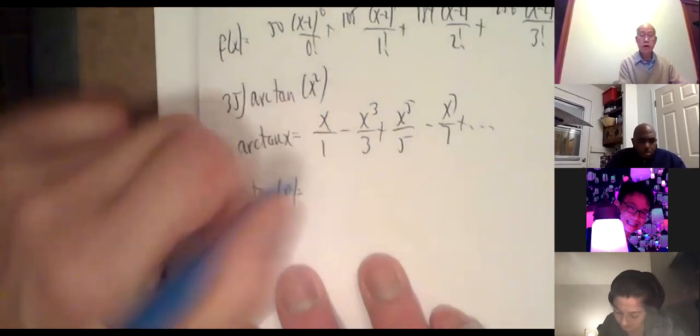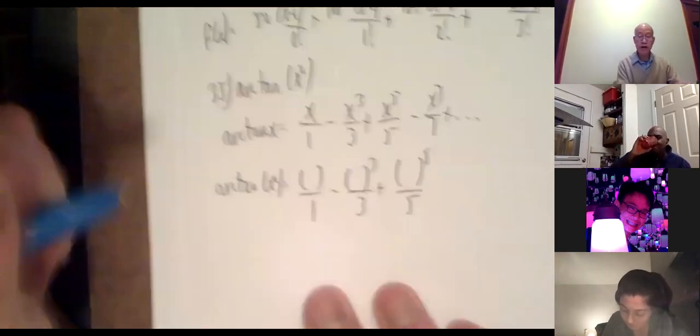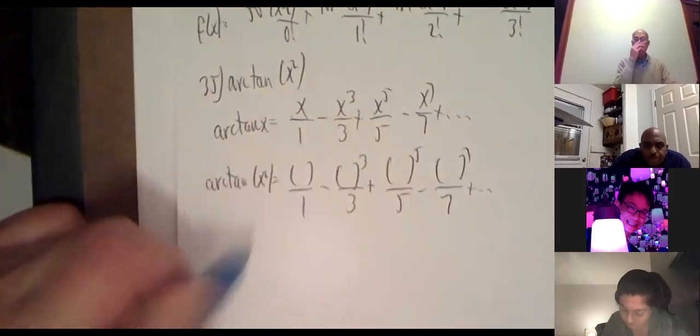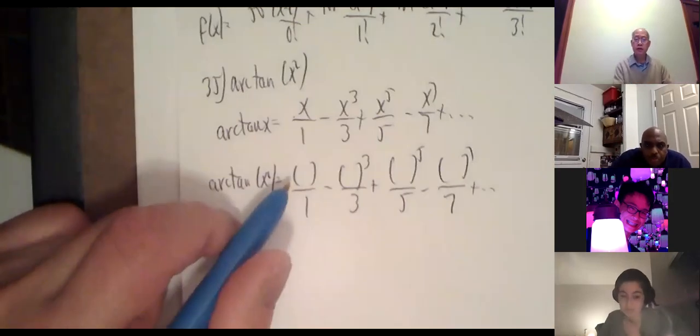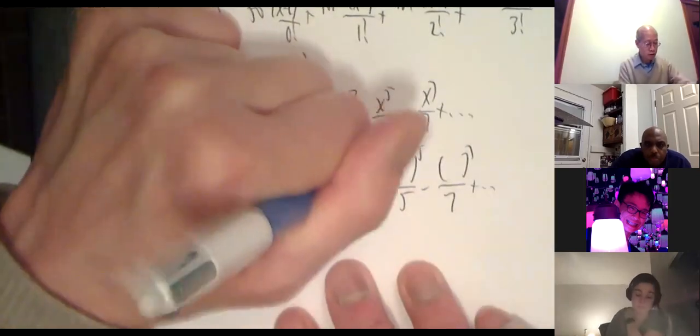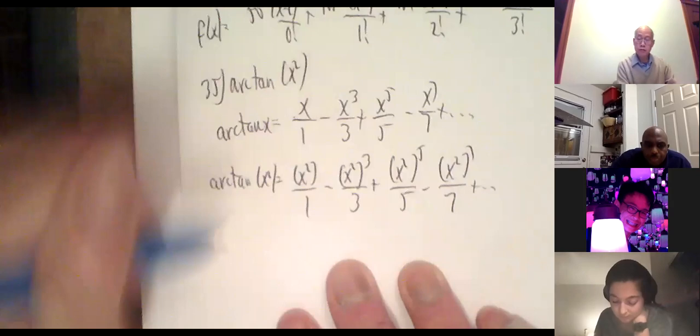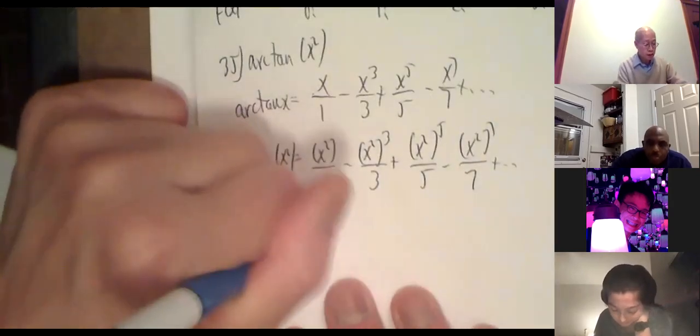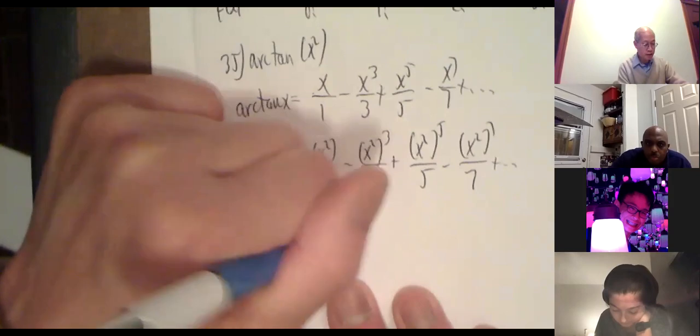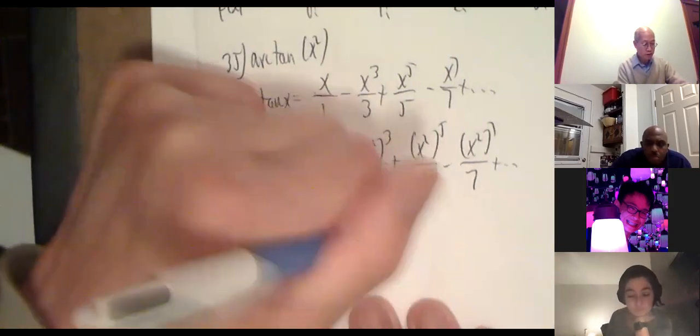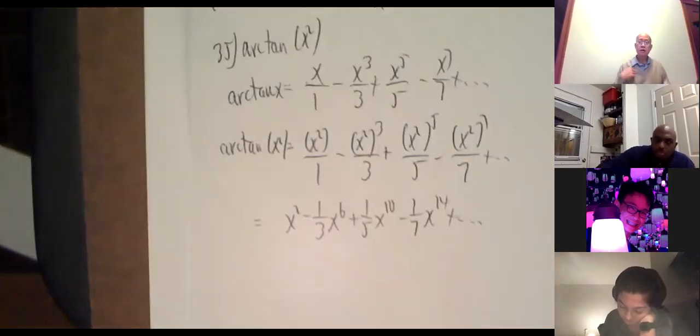Arctan x squared, put x squared here, here, here, and here. So parentheses over 1, parentheses cubed over 3, plus parentheses to the 5th over 5, minus parentheses to the 7th over 7. Just like any other function, what do I put in parentheses? x squared. So it's x squared minus 1/3 x to the 6th plus 1/5 x to the 10th minus 1/7 x to the 14th plus dot, dot, dot. And there we are.